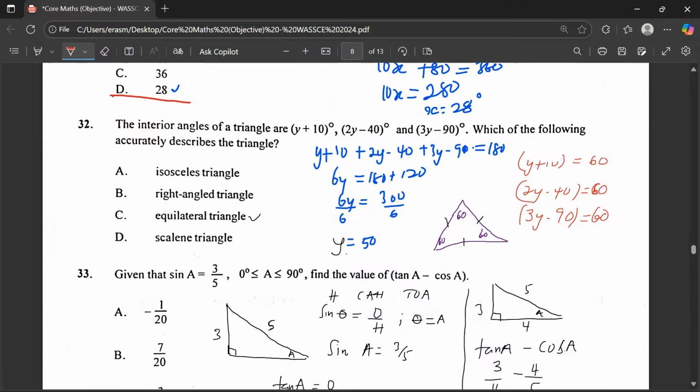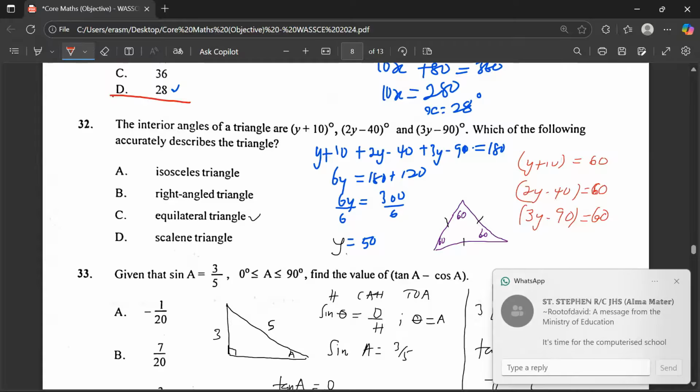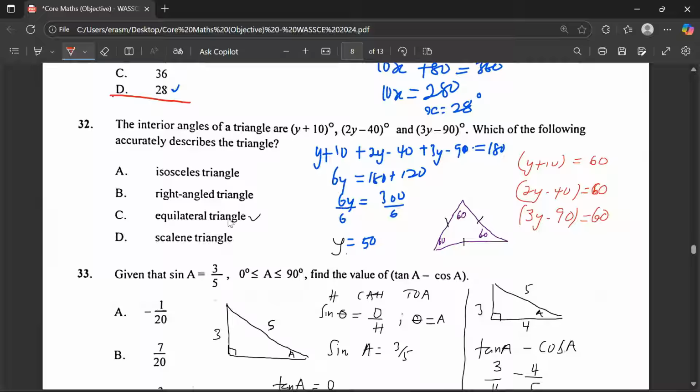Now, this question says that the interior angles of a triangle are y plus 10 degrees, 2y minus 40 degrees, 3y minus 90 degrees. Which of the following accurately describes the triangle? Now we know that the sum of interior angles of a triangle is 180 degrees. So let's try to add these sides together. So if we add all these together and make y the subject, we are going to have y to be 50.